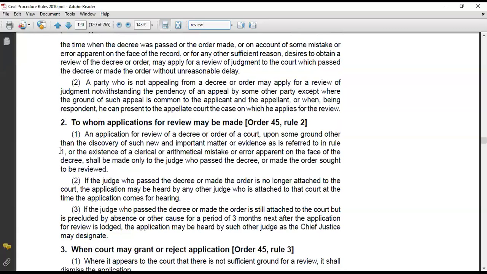So there is a case law here. Case laws are very, very important. Case laws are very, very important in civil litigation, if you can put them.